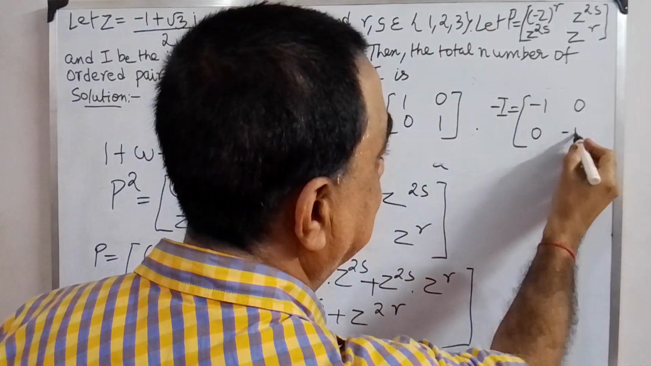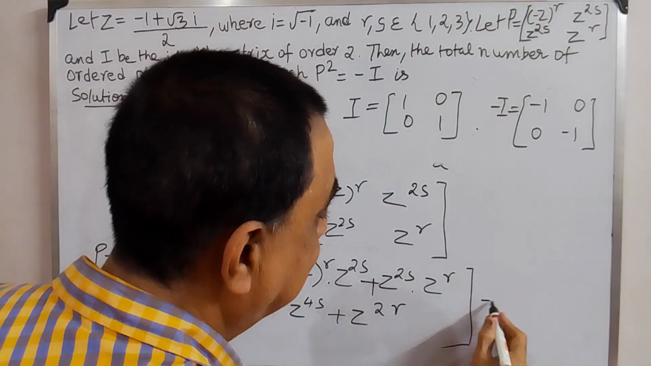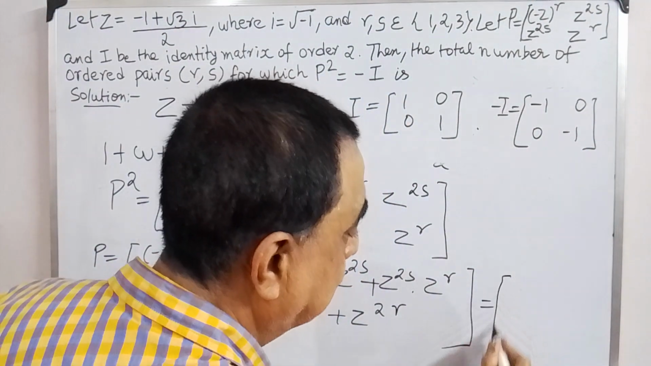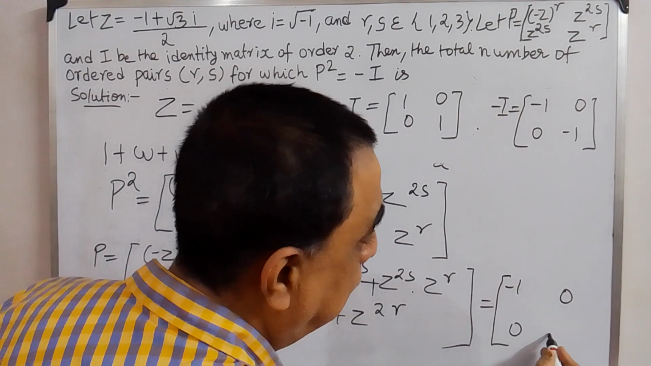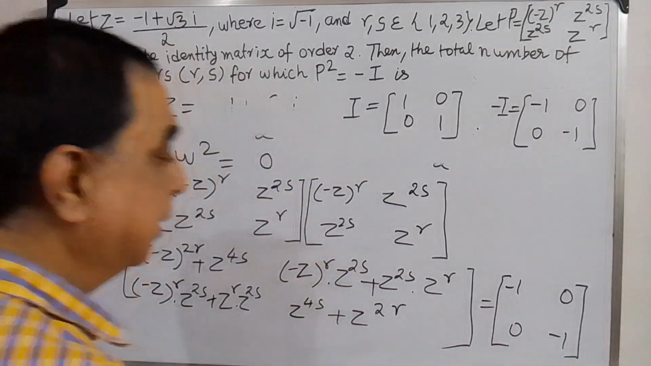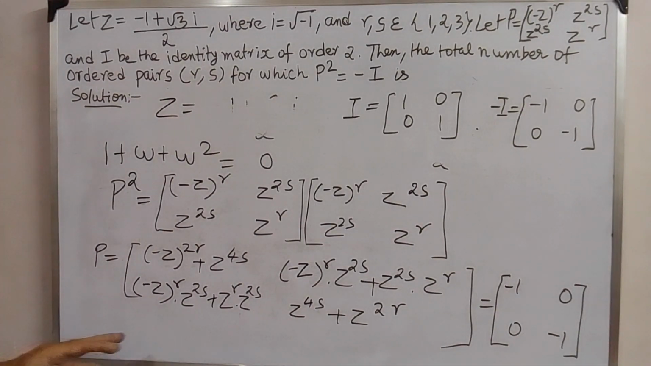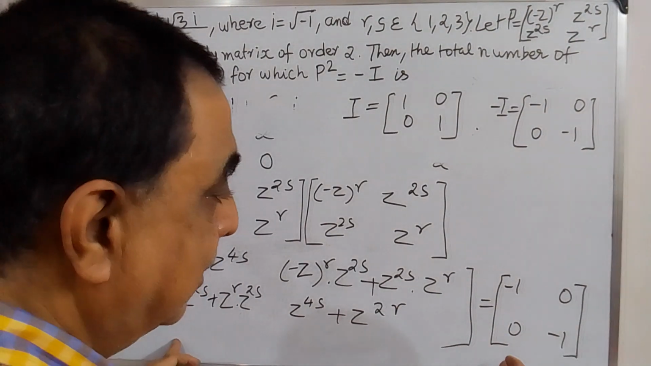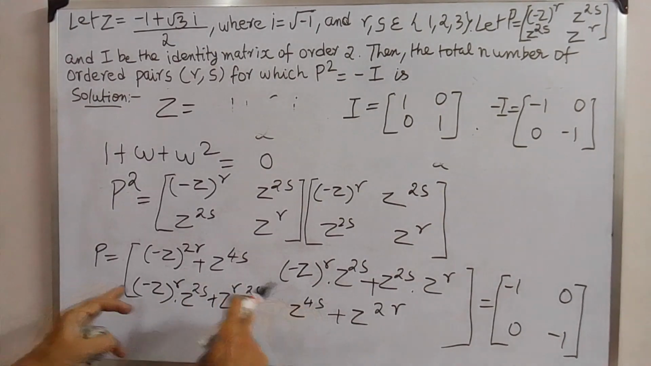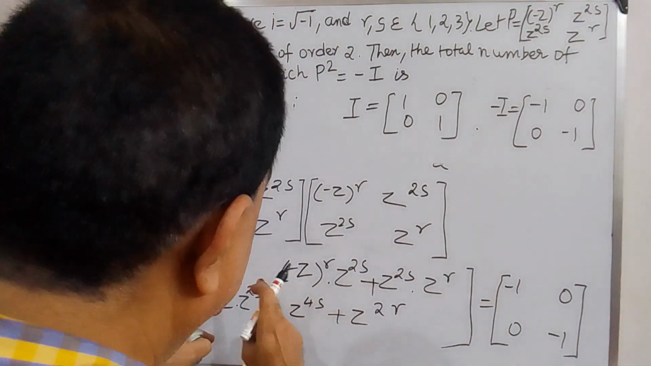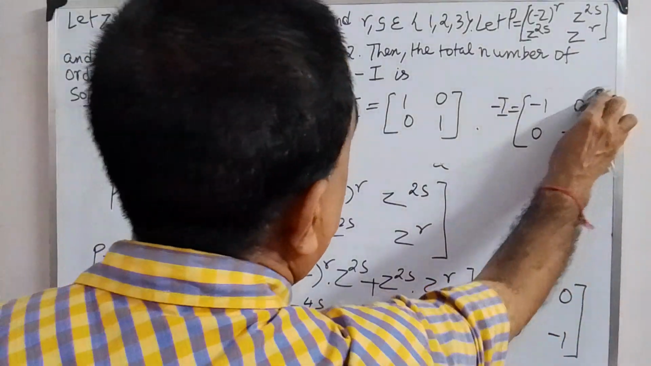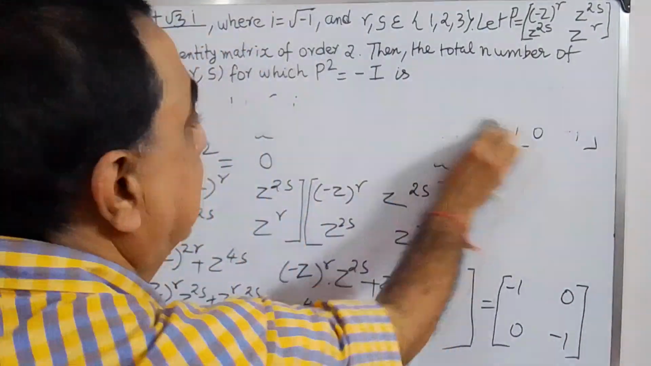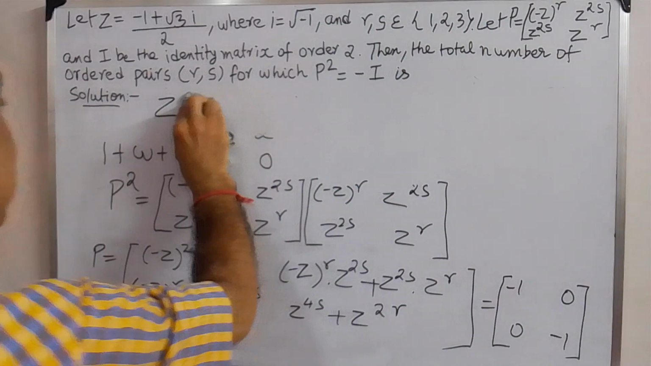So this is 0 minus 1. Okay, so this is equal to minus I. So this will be equal to the matrix minus 1, 0, 0, minus 1. Now here these two matrices are said to be equal, so the elements of the corresponding places will be equal. So now equate the elements of the corresponding places.